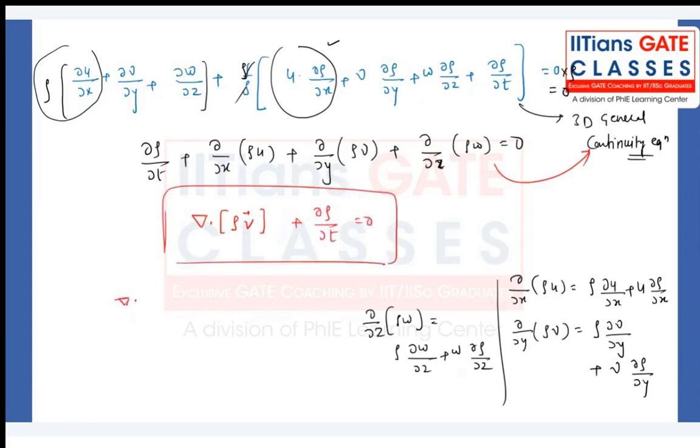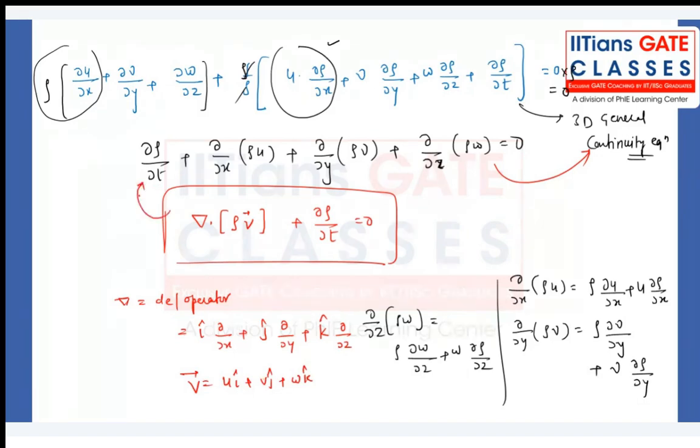The del operator is what? The del operator is i into dou by dou x, j into dou by dou y, k into dou by dou z. And vector v is nothing but u i cap plus v j cap plus omega k cap. When you multiply, you will ultimately get this equation. This is the first equation we can write.